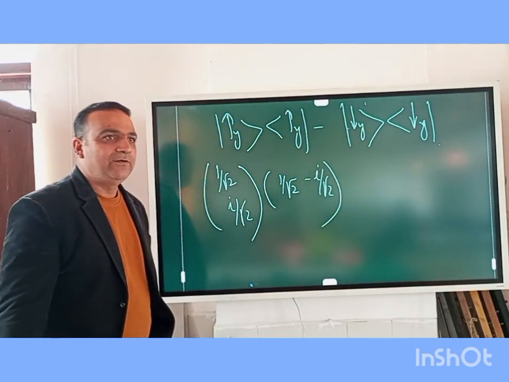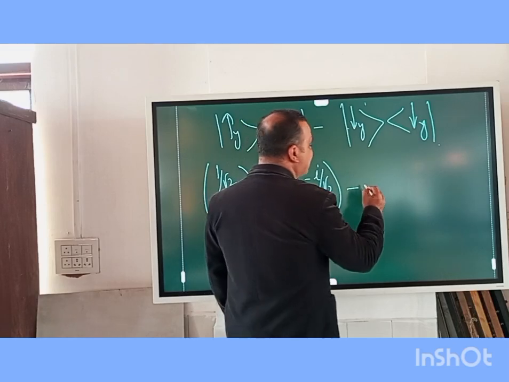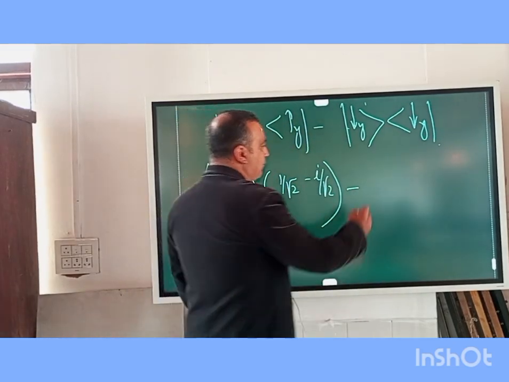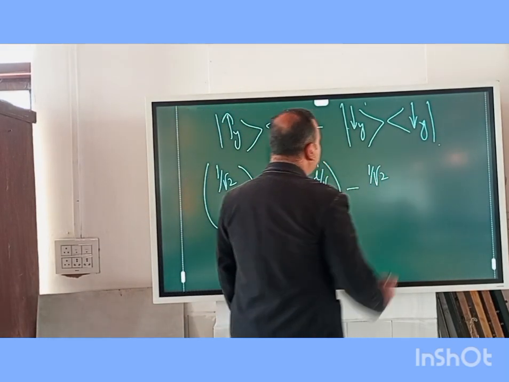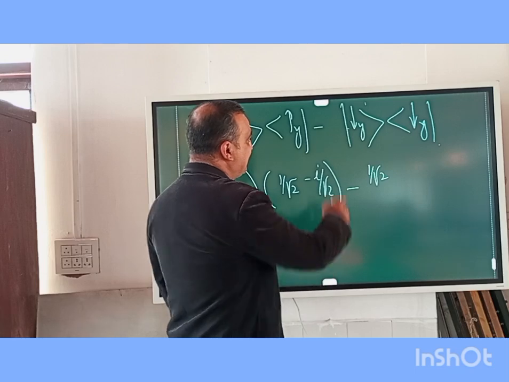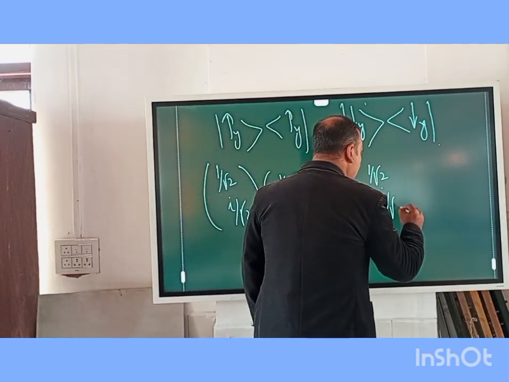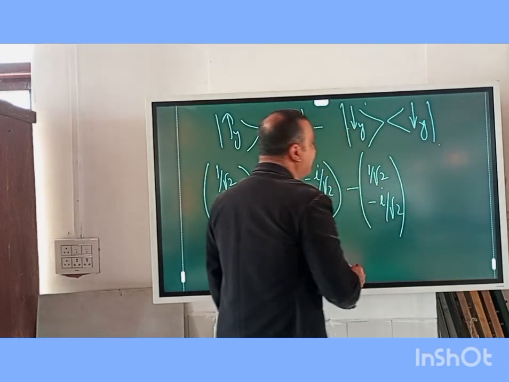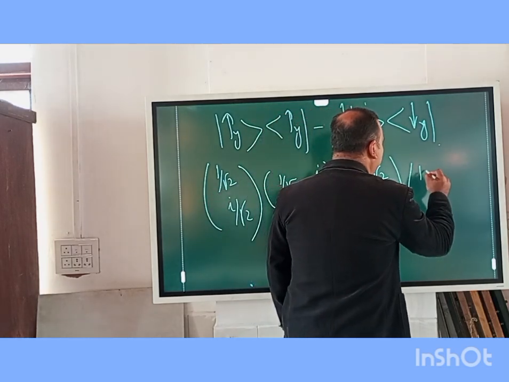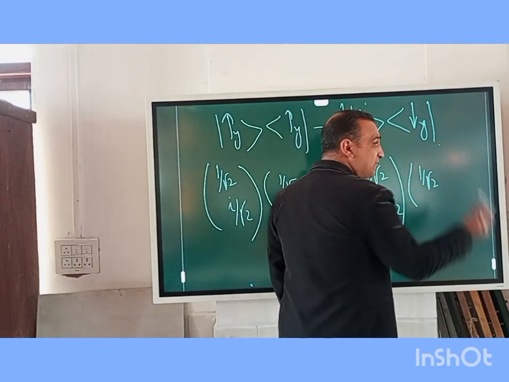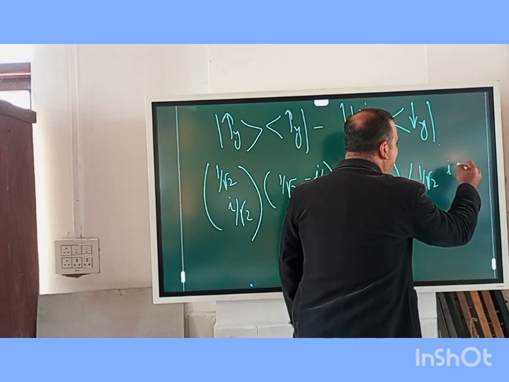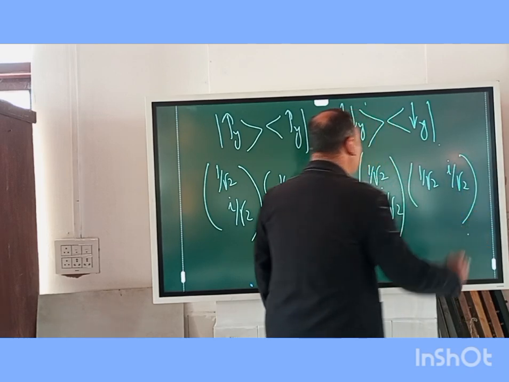So here you will have 1 by root 2, and since it is kept along down, it is minus i by root 2. This is a column vector. And the row vector here will be 1 by root 2, and minus will turn into plus, so this is i by root 2.